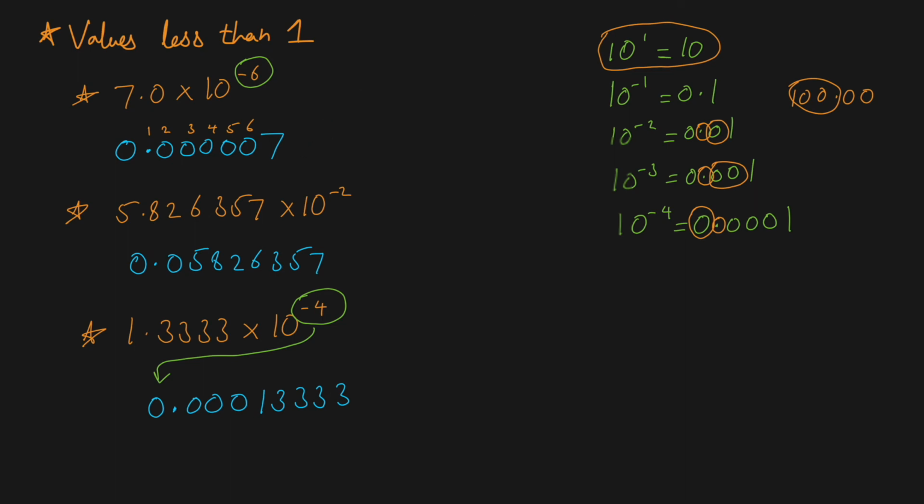So what was the simple rule for it? What was the general rule for scientific notation? The general rule was that the first digit, as explained in the very first video, will always be a non-zero, followed by a decimal point.